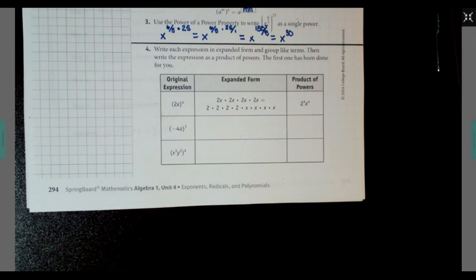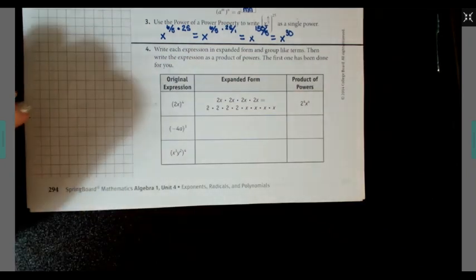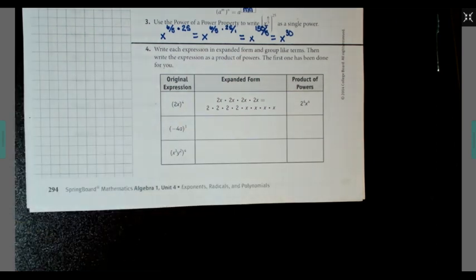All right, we are now on section 2, questions 4 to 6. This will start at the bottom of page 294 and continue on to the top of page 295. So let's take a look at this. It says, write each expression in expanded form and group like terms. Then write the expression as a product of powers.